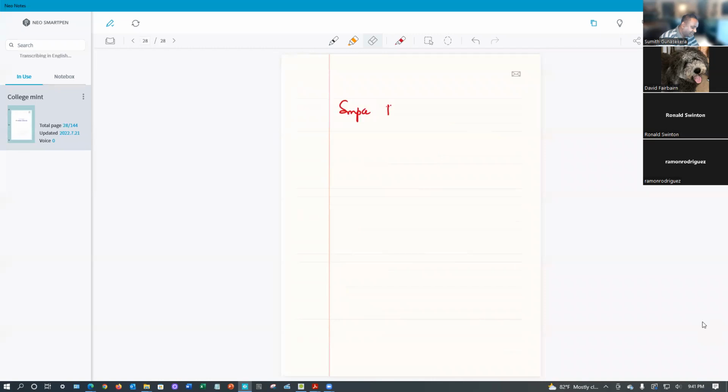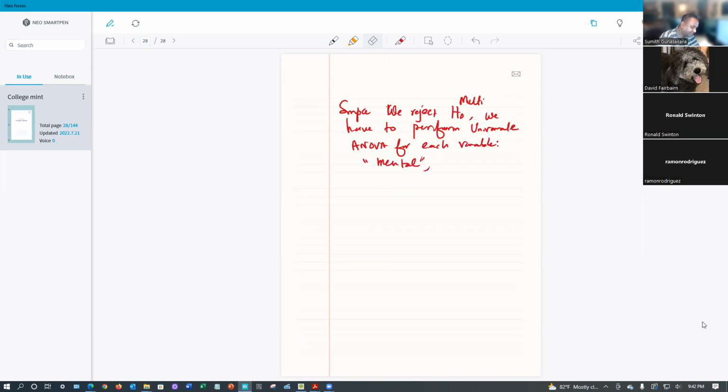Since we reject H naught, multi H naught, we're going to reject since the p value is less than alpha. You know how to write it. We have to perform univariate ANOVA for each variable. What are the variables? One is mental, the other one is BMI.